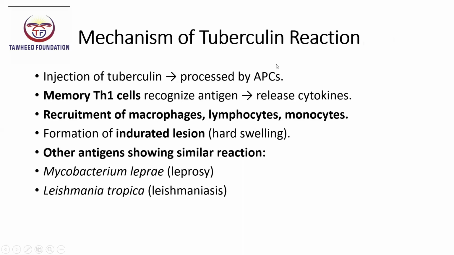Next is mechanism of tuberculin reaction. After the intradermal injection, APCs process the antigen and present it to memory Th1 cells. Th1 cells release cytokines recruiting macrophages, lymphocytes, and monocytes to the injection site. These recruited cells cause localized inflammation leading to the characteristic induration. Other antigens such as Mycobacterium leprae or Leishmania tropica can trigger a similar reaction in sensitized individuals.